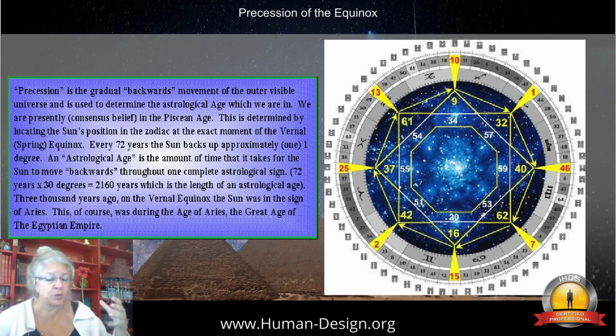So then we have an astrological age, and that is the amount of time it takes for the sun to move backwards through one complete astrological sign. And that's 2,160 years, which is an astrological age. So 3,000 years ago, at vernal equinox or spring, the sun was in the sign of Aries, like it is now. Wow. And that was in the time of Aries, during the age of the Egyptian empires.